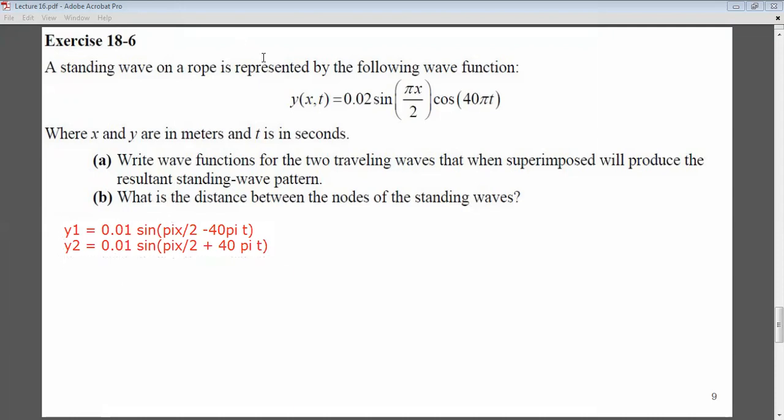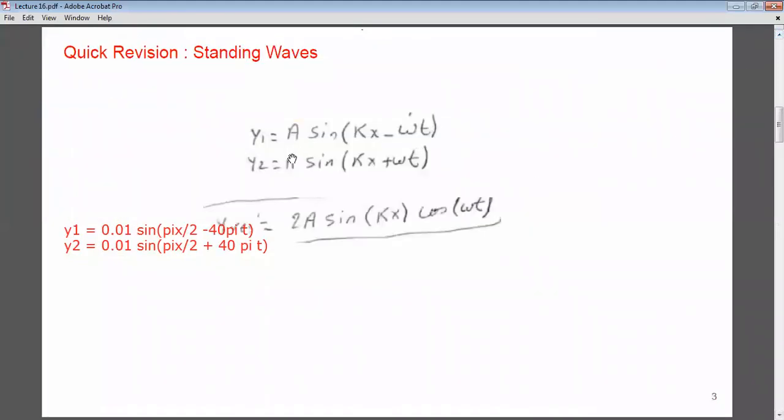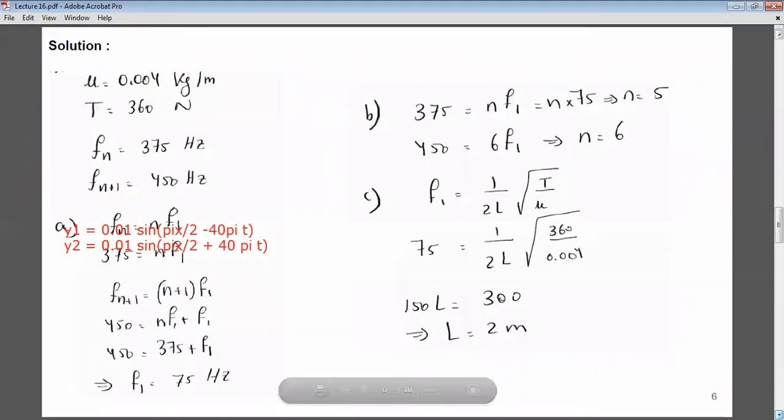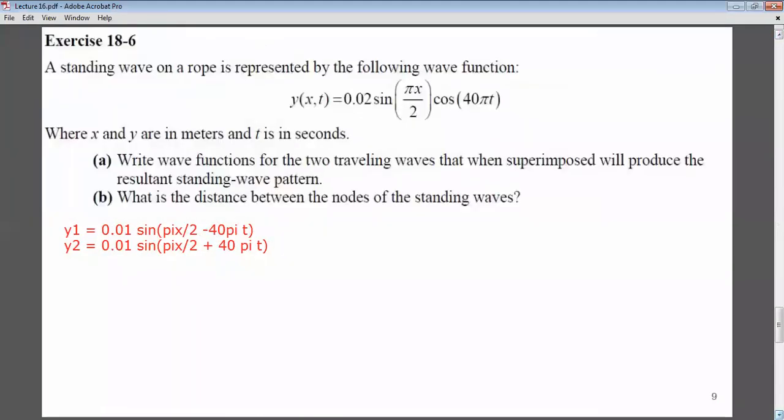Okay, so what we did here is just what we did with the standing waves. If I have Y1 equal A sine KX minus omega T, Y2 is A sine KX plus omega T, I get the resultant to be 2A sine KX cosine omega T. So if I have this, how to go back? I divide by 2 to get the A, and then I just put sine KX minus omega T, and the other one plus omega T.